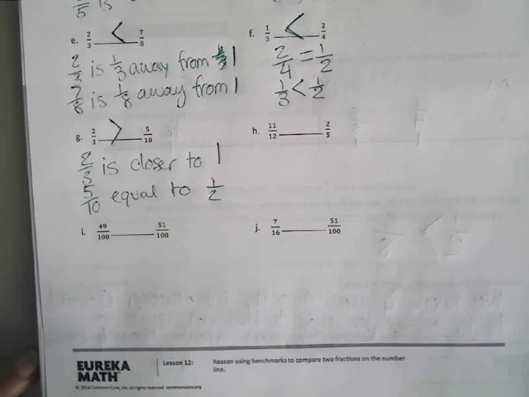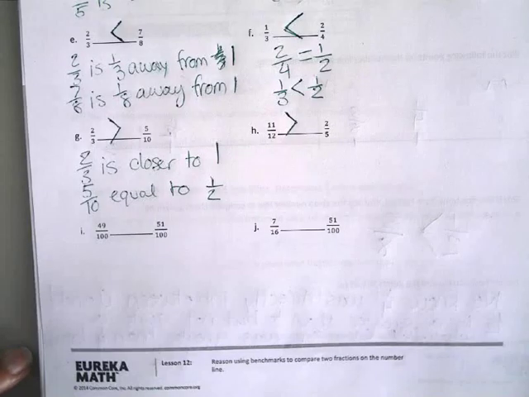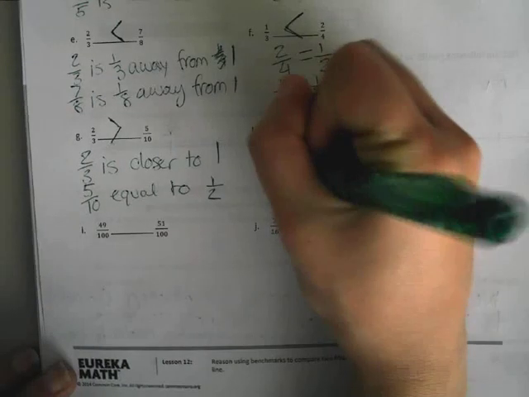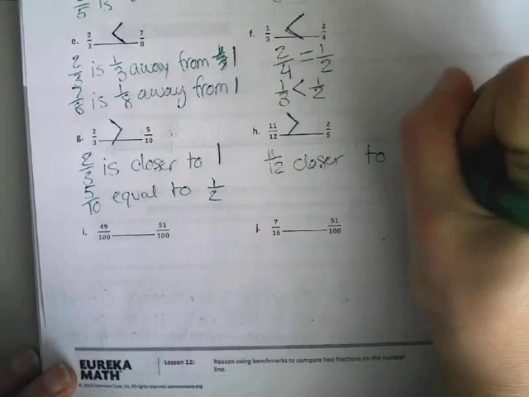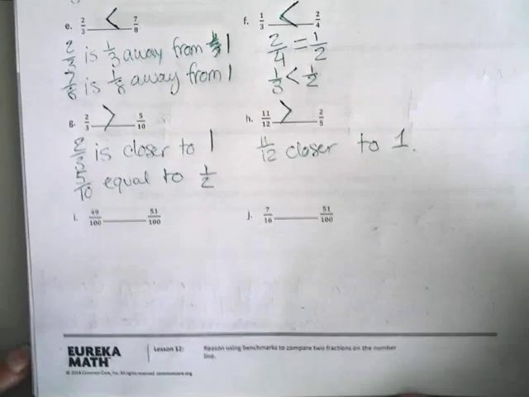All right, H, 11/12 and 2/5. Corvian? 11/12 is our greater one. You got it. How do we know that? 11/12 is closer to 1. That's pretty much all we really need for that one. Is 2/5 even a half? No, 11/12 is way closer to 1.